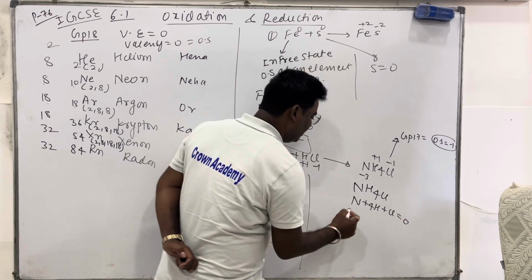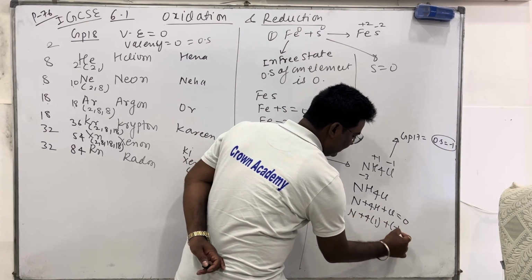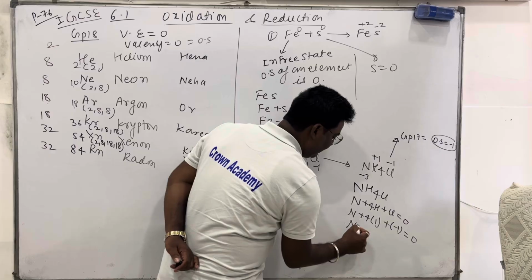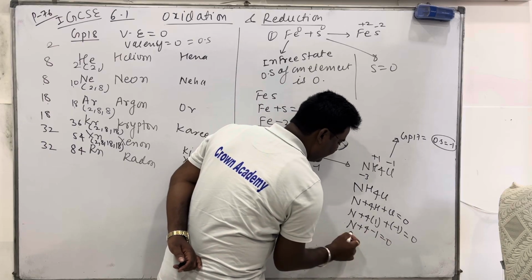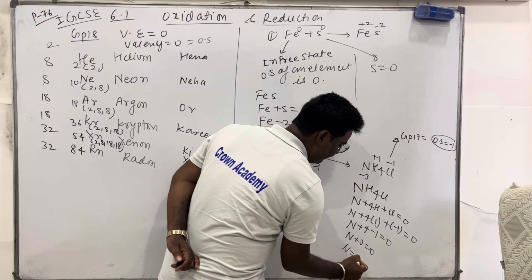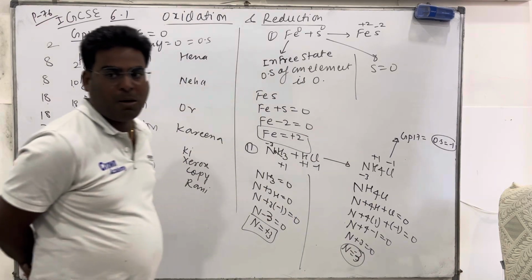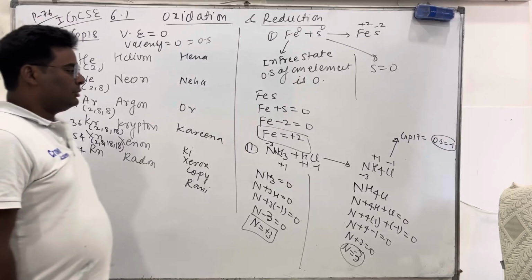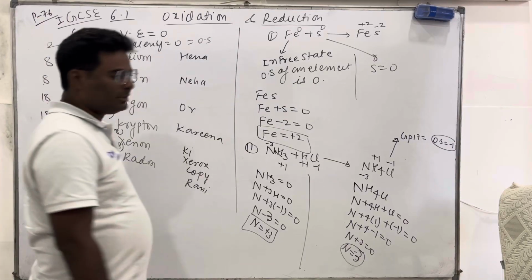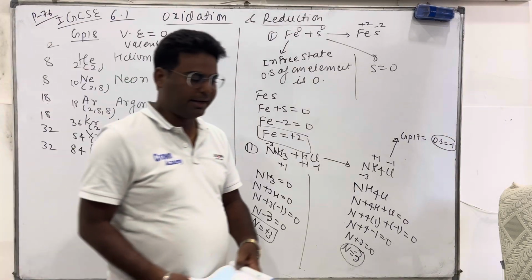Overall is 0. Hydrogen is +1, chlorine is -1. N plus 4 minus 1 equals 0. N plus 3 equals 0. So N has -3 oxidation state. Understood? Yes. So please write this example and this group 18. Write it down fast.